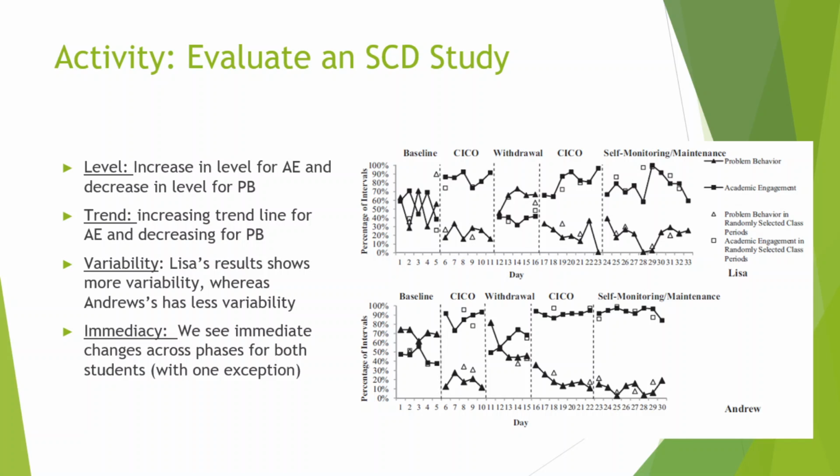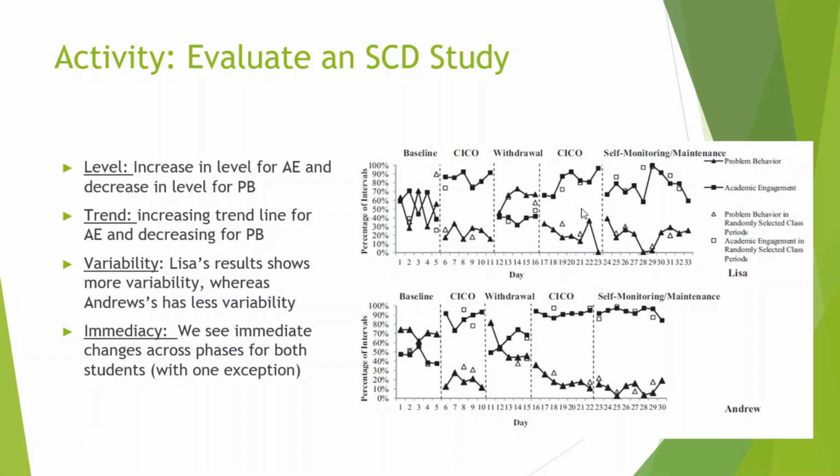For trend, we generally see an increasing trend line for academic engagement and a decreasing trend line for problem behavior. However, in Andrew's case, we see towards the end, when the intervention and then self-monitoring maintenance phase is in place, more of a neutral or 0 trend line here with Andrew.